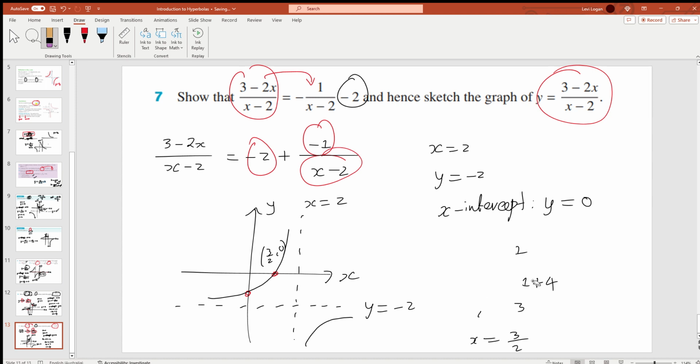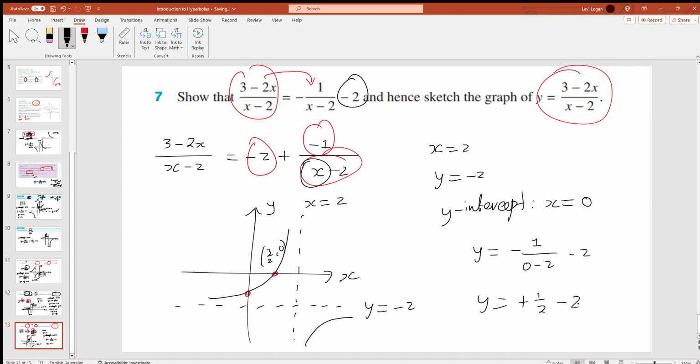So y-intercept, exact opposite thing. If you want a y-intercept, you set x equal to 0. So y-intercept, x is equal to 0. So you go y equals minus 1 on 0 minus 2, minus 2 as well. So all I did was make that 0. So I get y equals negative 1 divided by negative 2, which is positive a half, minus 2.